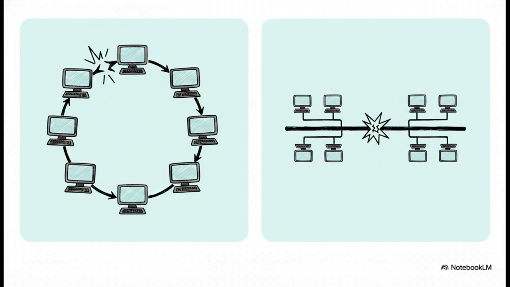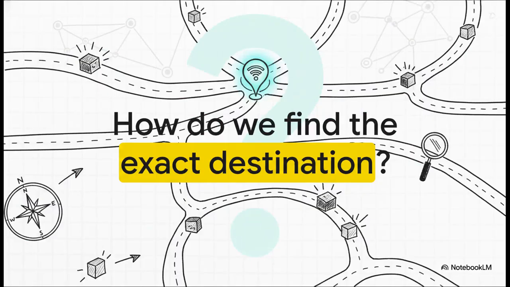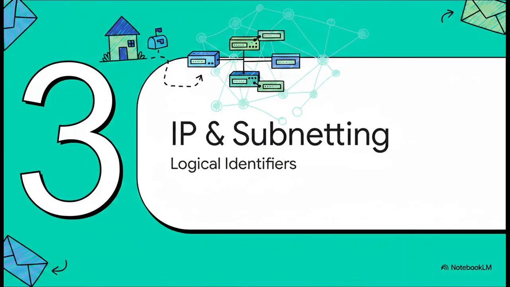Compare that to the bus topology. Here, every device taps into one single backbone cable. It's incredibly easy and cheap to install for small networks. But because everyone is sharing that one central road, heavy traffic almost always leads to data collisions, which slows the whole shebang down. Okay, so we've laid down the physical cables and roads, but roads are totally useless if you don't know where you're going, right? So how do we find the exact destination of our data? That brings us perfectly to Section 3, IP addressing and subnetting.